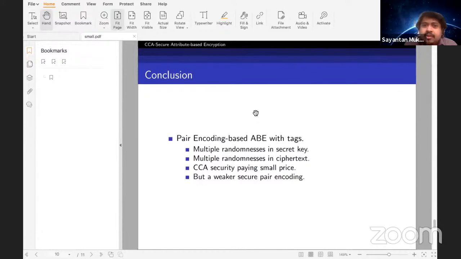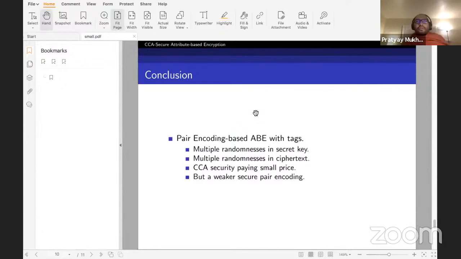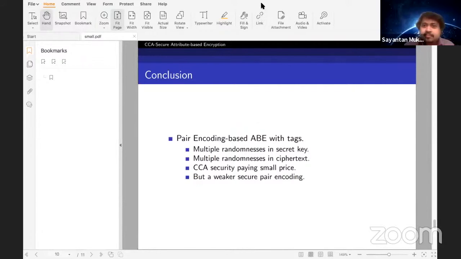Okay, yeah. Thank you. It will be a nice task to remove that restriction in the future. Thank you. Maybe you should stop sharing so that the next speaker can start.